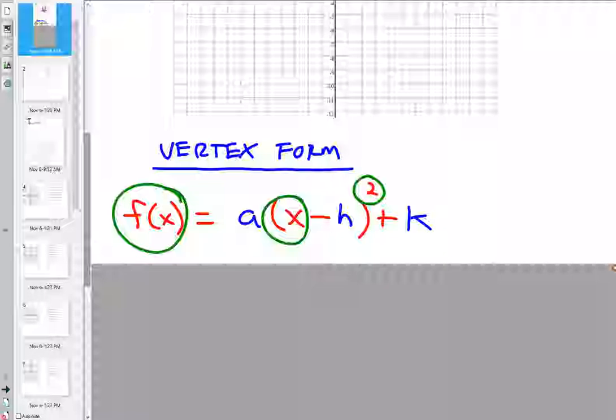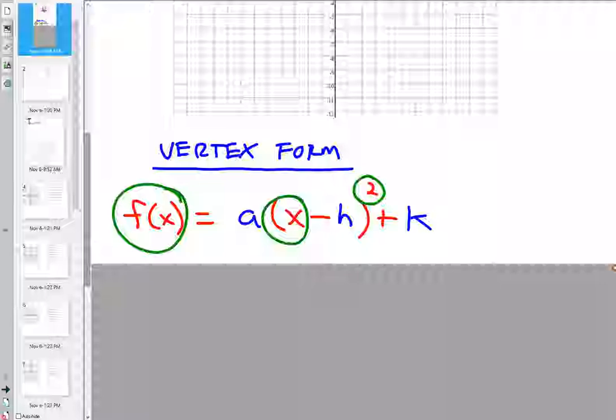What did we learn about A yesterday? How is A significant with the way the parabola looked yesterday? If it was positive, parabola faces up. If it's negative, parabola faces down. Same thing today. That hasn't changed. But we'll learn that this A can actually do a couple more things too. This A is what makes the parabola either look tall and skinny or short and fat.